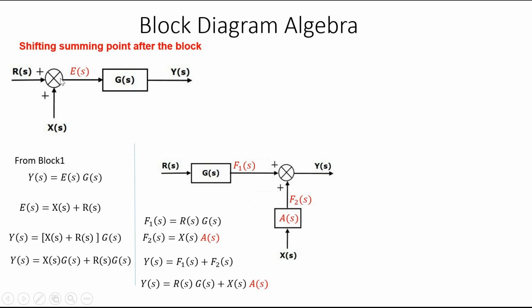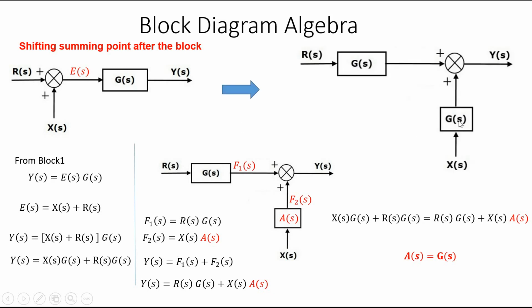Actually we are replacing this by this one, so the output should be the same. So we can equate these two outputs. This is for this one, and this term y(s) is for this one. So r(s) into g(s) is common, so it can be cancelled. When we cancel this, it becomes x(s) g(s) equal to x(s) into a(s). Again x(s) is common, so at last we get a(s) equal to g(s). Means here the value is g(s).